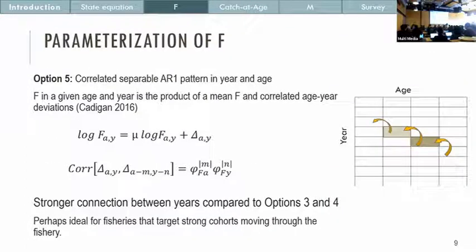Then the fifth option is a correlated separable AR1 pattern in year and age. The purpose of this is that if the fishery is believed to be targeting a stronger year class, then the model can better follow that as it moves through the fishery.